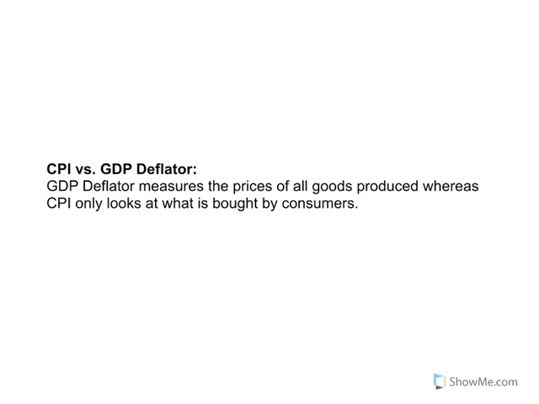Finally, just to compare the CPI with the GDP deflator, the GDP deflator measures the prices of all goods produced, whereas CPI only looks at what is bought by consumers. So remember, GDP consists of consumer spending, government spending, business spending, and net exports. And so GDP is a much broader look at inflation than the consumer price index that only looks at what is being bought by consumers.